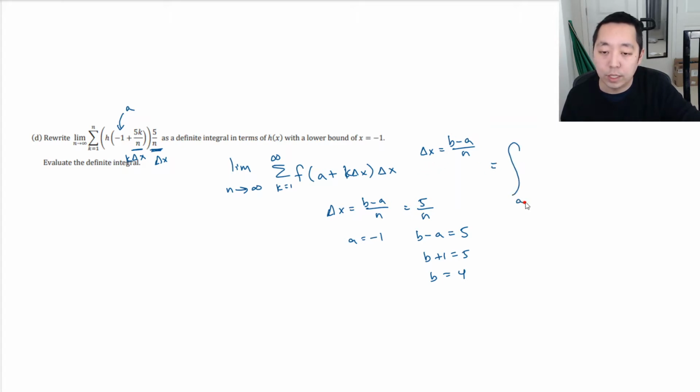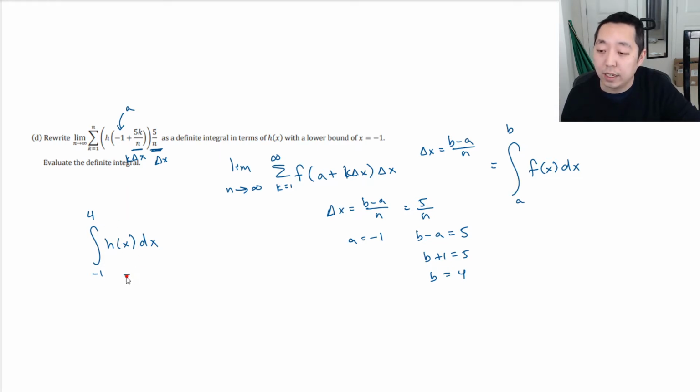And then what is this equal to? This is equal to the integral from a to b of f of x dx. So this is going to be the integral from negative 1 to 4 of h of x dx, like that. I found the bounds and I found the width, I found the bounds of my integral, and everything. Okay. So this is of h of x.